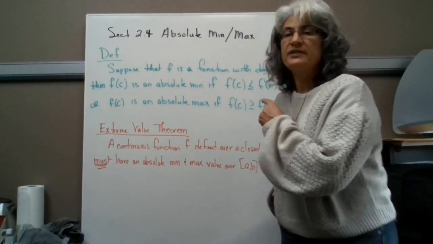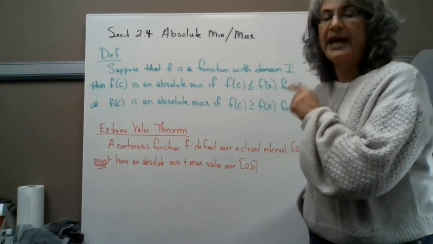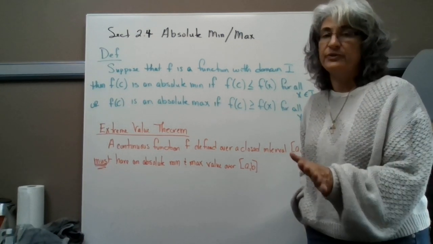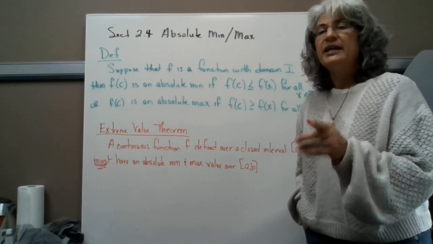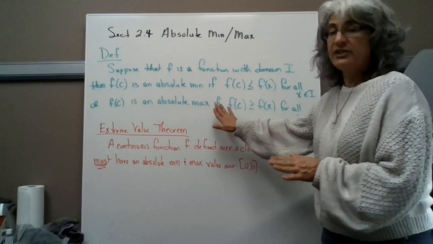Okay, so let's move into section 2.4. We're looking at absolute mins and maxes, and we're still going to be using the derivatives to find this. Now, first let me go over a definition.